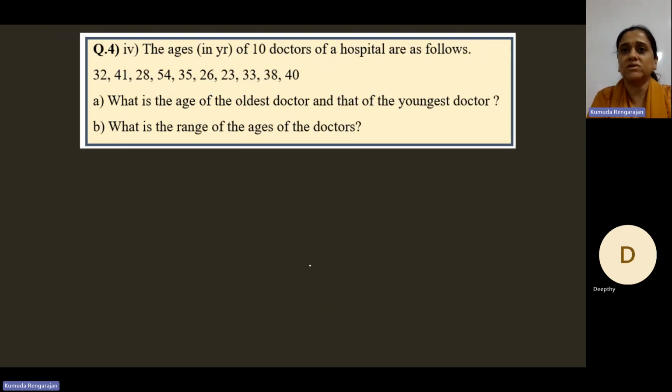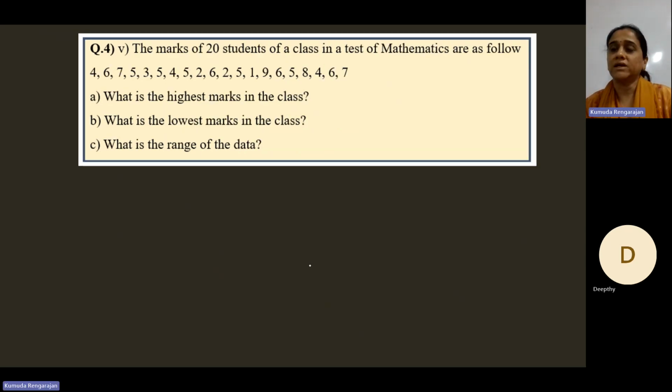Here you can write range is equal to highest age minus the lowest age. You can write a formula specific like that, or you can write the general one. Range is equal to highest observation minus the lowest observation, or maximum value minus minimum value, anything. Range is equal to maximum age minus minimum age. Here, highest mark minus lowest mark.